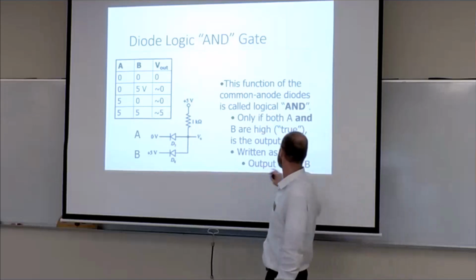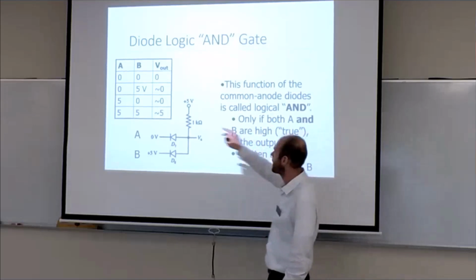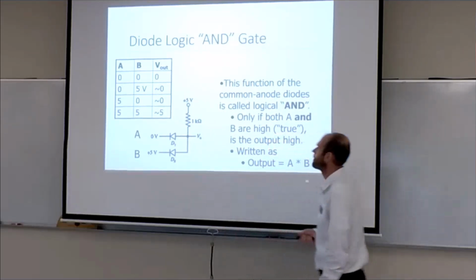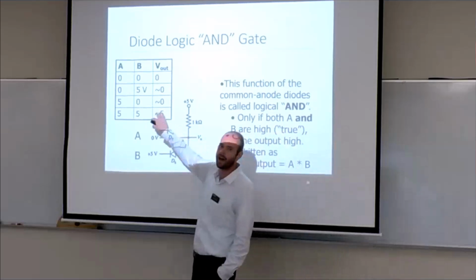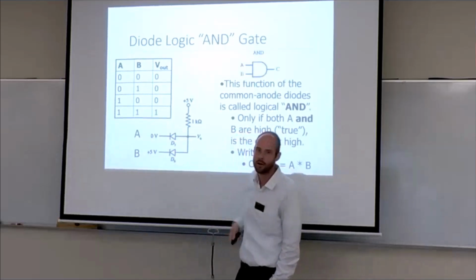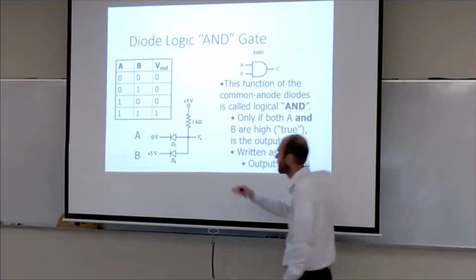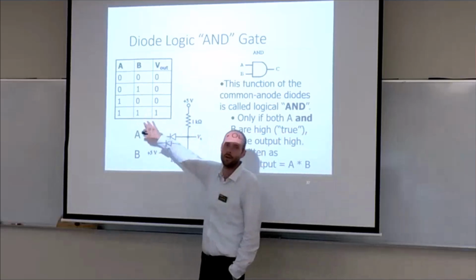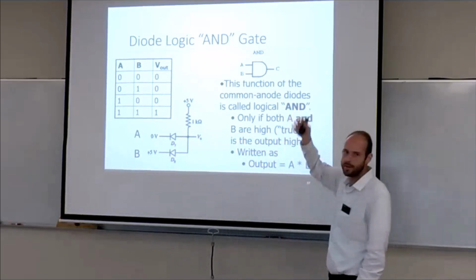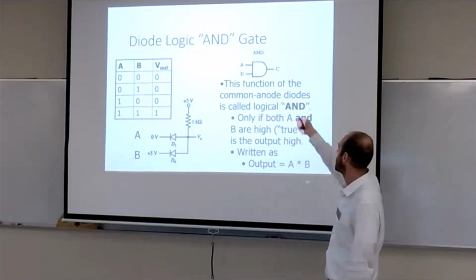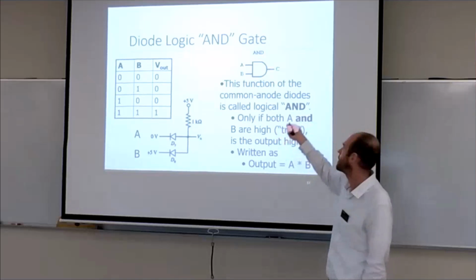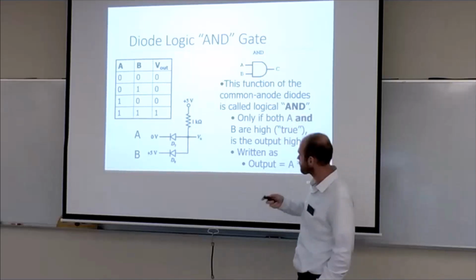So we have a symbol, we have an equation, and we have a logic table as well. Note that this table has the 5s for 5 volts. That's not going to be our typical way that we look at that. We're going to look primarily with 1s and 0s, 5 volts being 1, 0 volts being 0. And here's our AND logic symbol up at the top here.